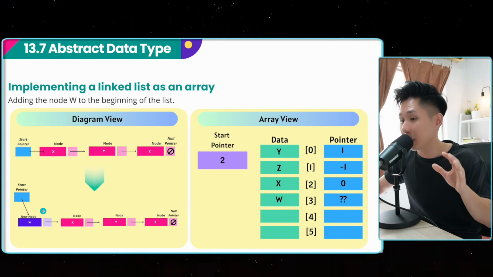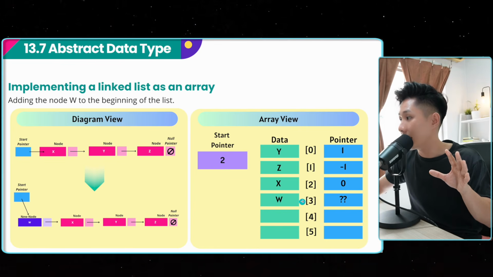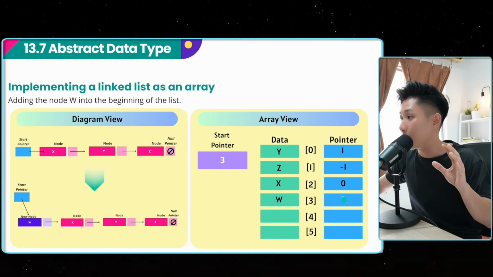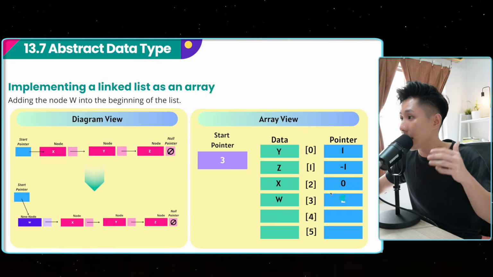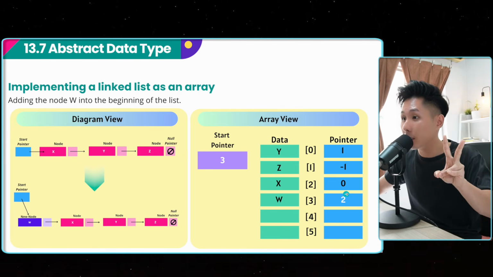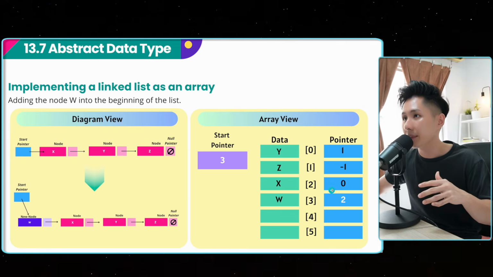Look, if I were to add w to it, the only change I need to do is to let the start pointer point at w, which is 3. We just change the start pointer from 2 to 3, and let w be the value of the start pointer. So in a blink of an eye, the start pointer is now pointing to 3, and w is pointing to the value that the start pointer was pointing to initially. You can see that I only need to change 2 values here in order to add an item, which makes this really efficient.